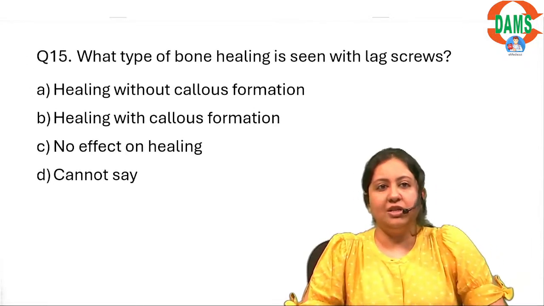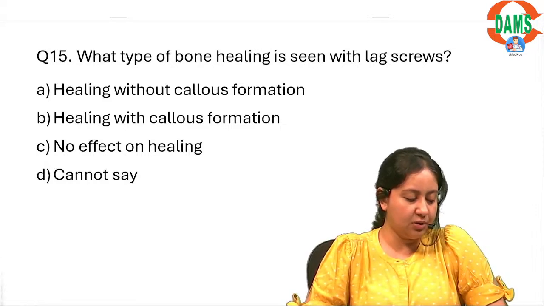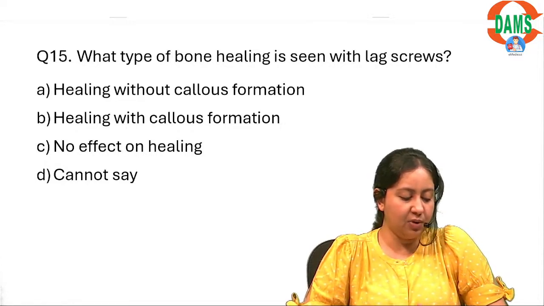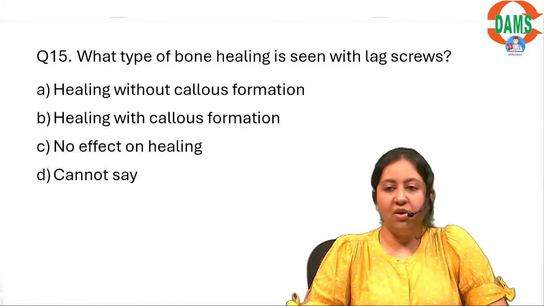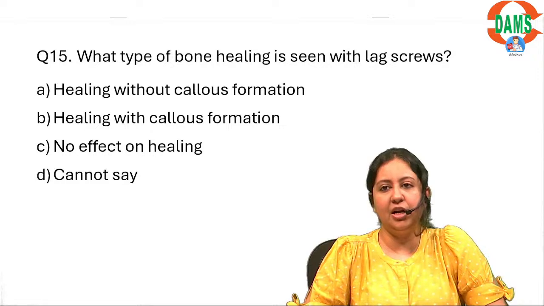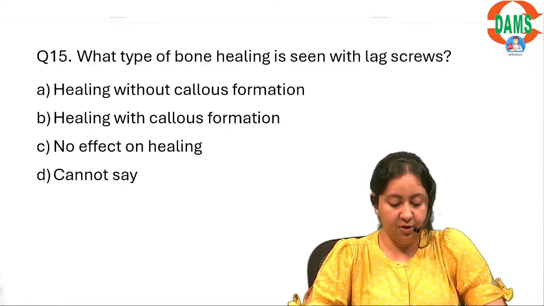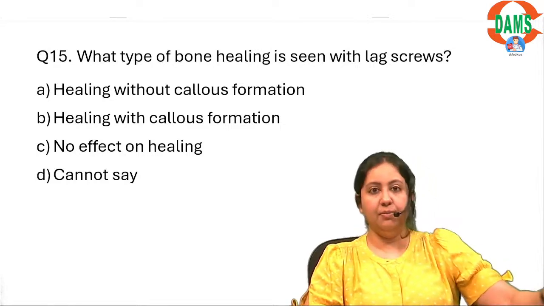Coming to the next question, question 15. What type of bone healing is seen with lag screws? Option A, healing without callus formation. B, healing with callus formation. C, there is no effect on healing. And D, we cannot say what kind of healing it causes. So please let me know the answer to question number 15.